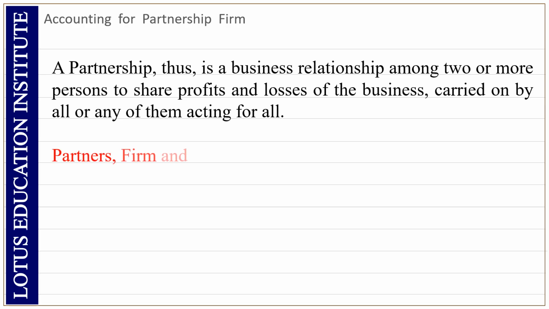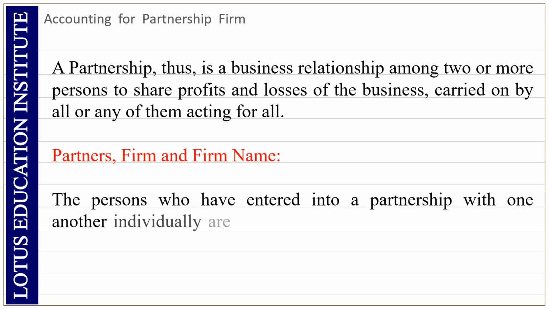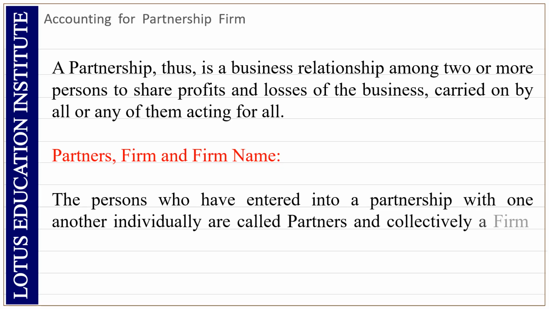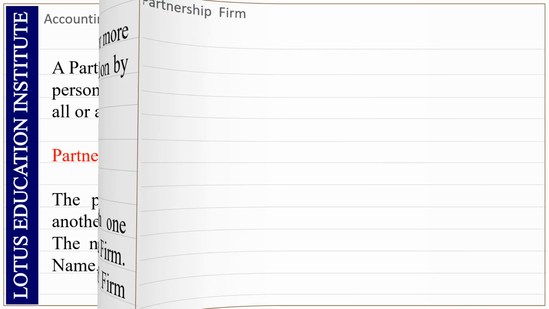Partners, firm and firm name. The persons who have entered into a partnership with one another individually are called partners and collectively a firm. The name under which the business is carried on is the firm name.